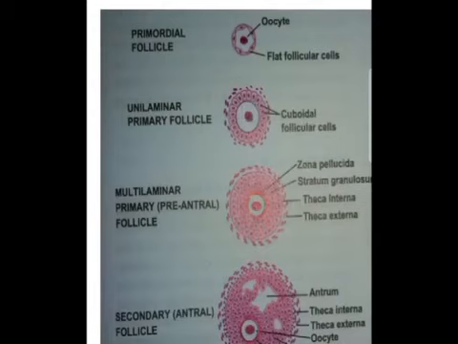You can see the oocyte, which is surrounded by a single layer of cuboidal follicular cells. In the growing follicles, there are three stages.